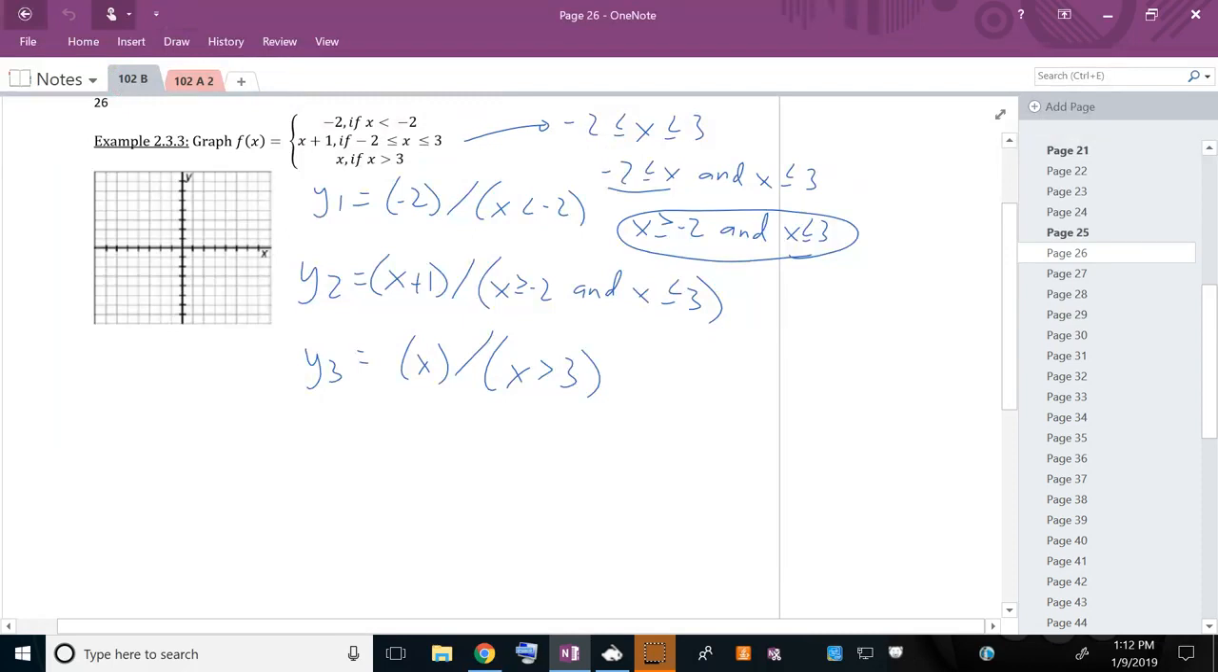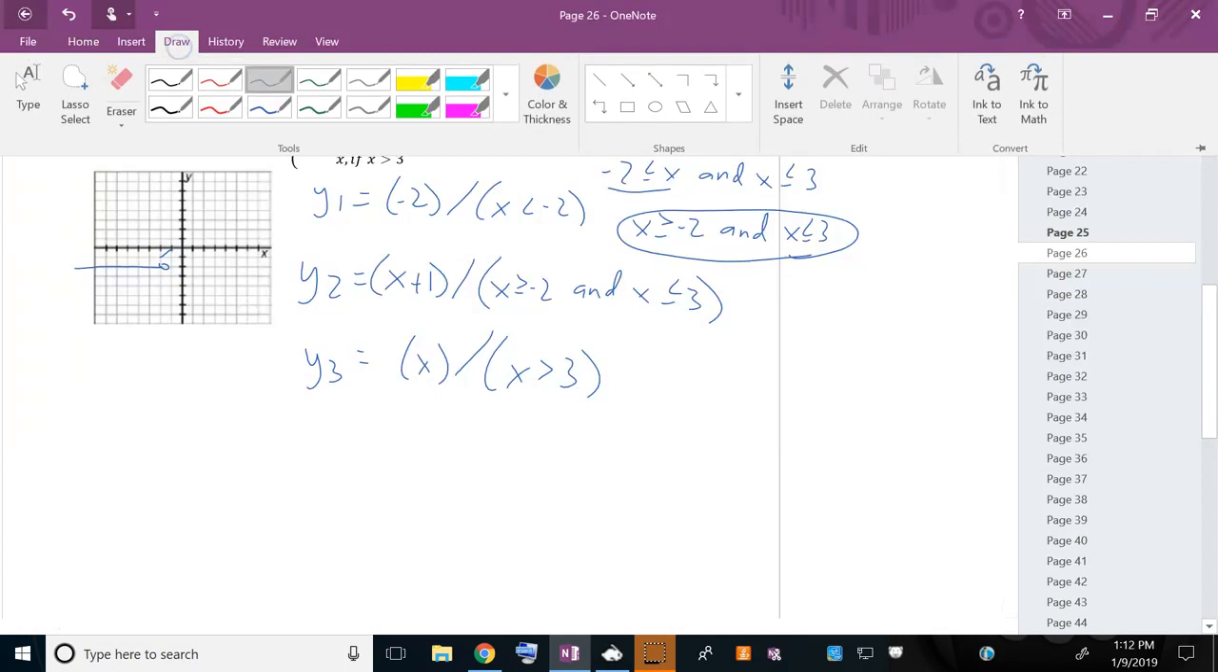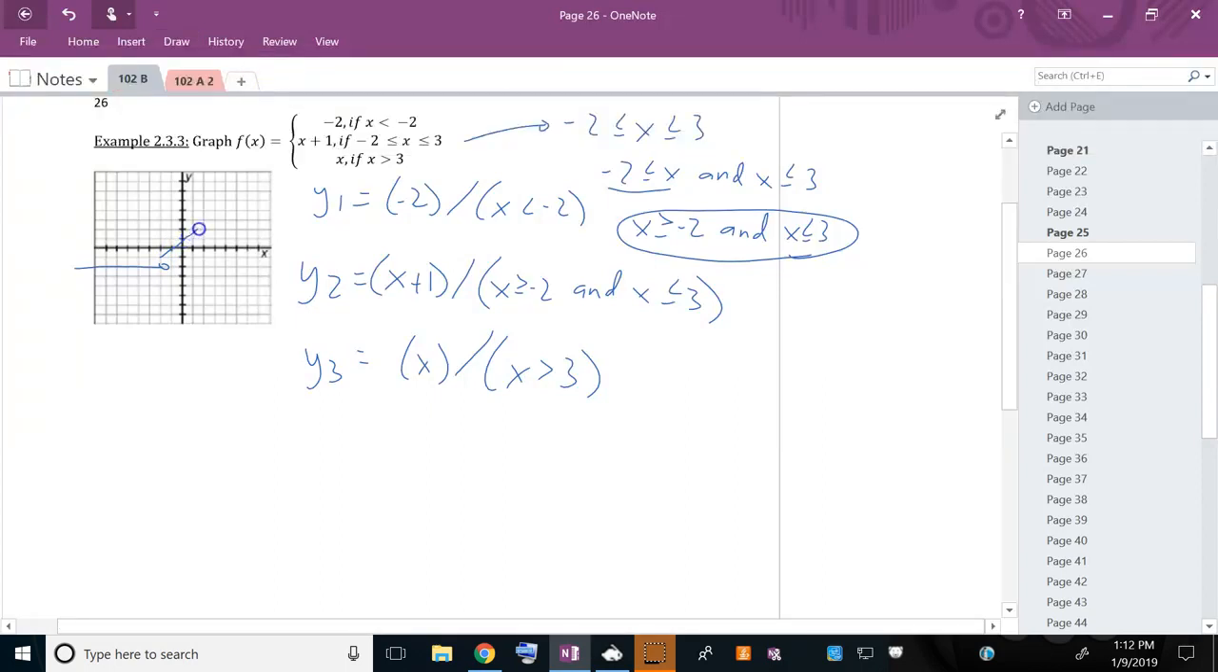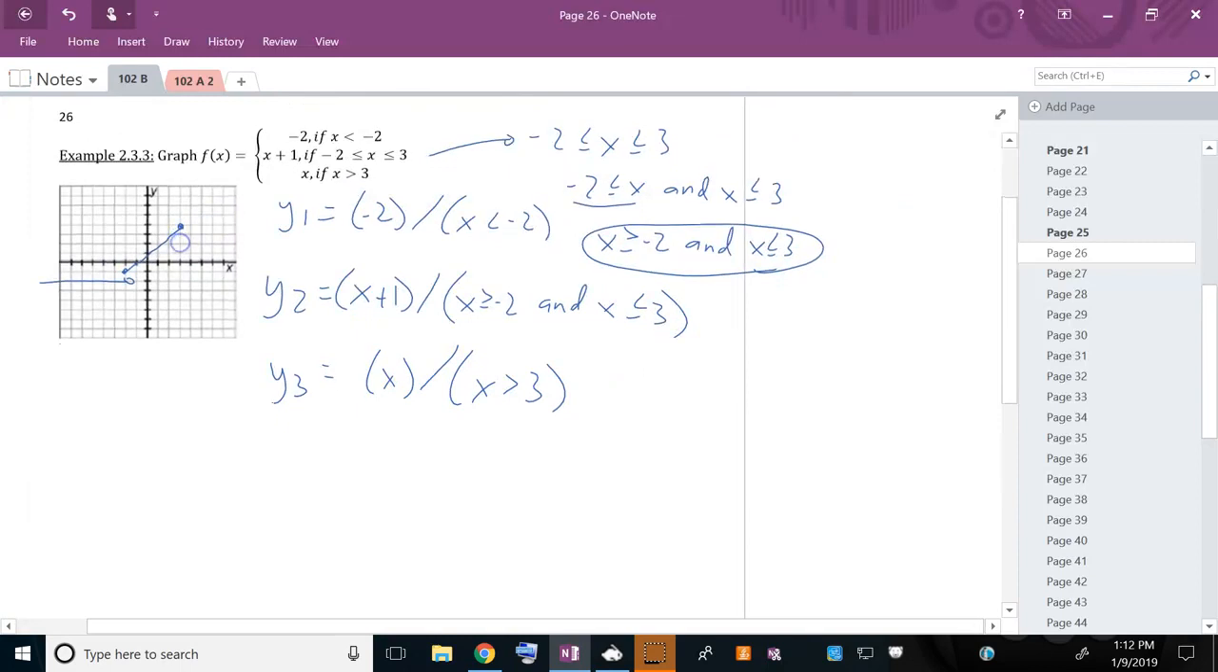So again, we've got negative 2 here, and we're going to put an open circle at the end. For the x plus 1, we're going to have closed circles on each end of that. If I can type that in a little bit more neatly. Closed circle, closed circle. And then finally, here's my x. Which is what I got on the calculator.